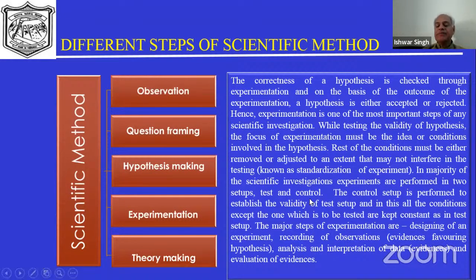And after comparing the outcome of control and test, we take decision. So if the evidences are in support of our first answer, which we have given, that is hypothesis, so we say that our answer is right. If the evidence is not favoring that, then again we have to modify our hypothesis or the probable answer, and then again we have to rework.